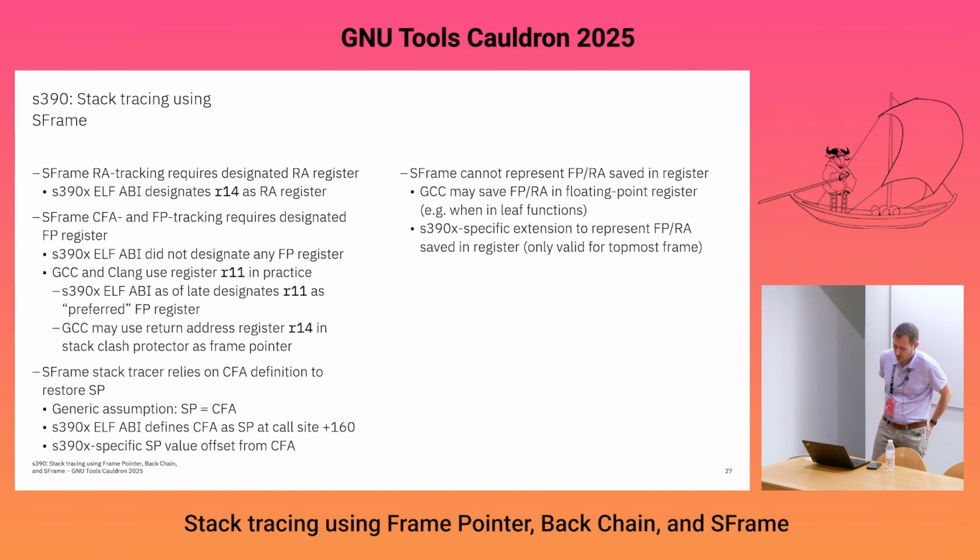Then SFrame cannot represent the frame pointer or return address saved in another register. And our compilers may save those in a floating point register, for instance, when in a leaf function. And so I've implemented an s390x specific extension to represent the frame pointer or return address saved in another register, which is only valid for the topmost frame.